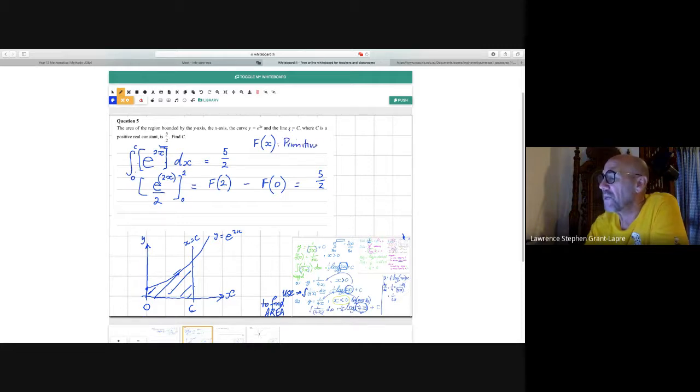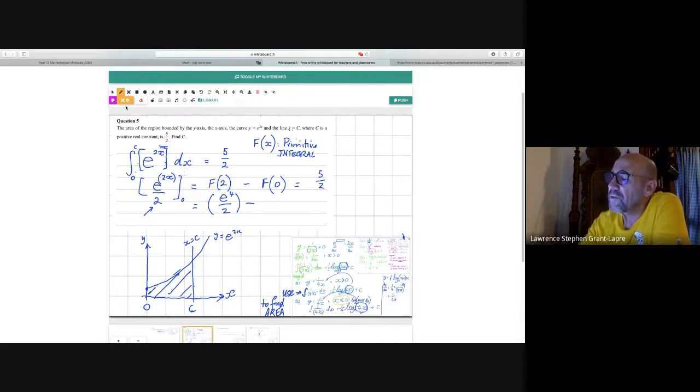Now F of x is the symbol generally used for the primitive, and the primitive is the integral function. So the integral function is e to the power of 2x over 2. So let's substitute c in there. E to the power of 2 times c. Well, that's not a 2, that's a c. Sorry, I don't know why I put a 2 there.